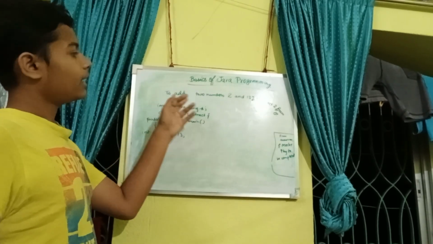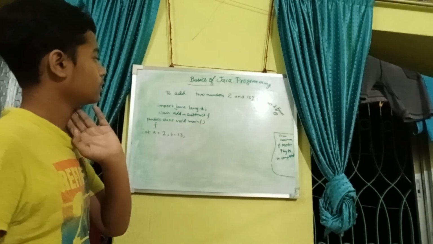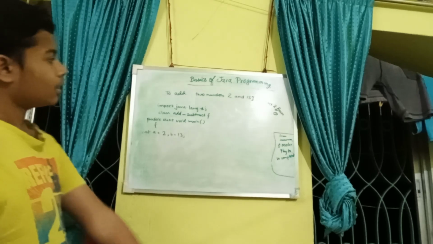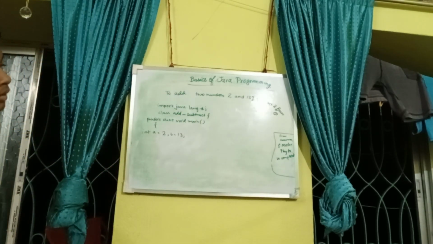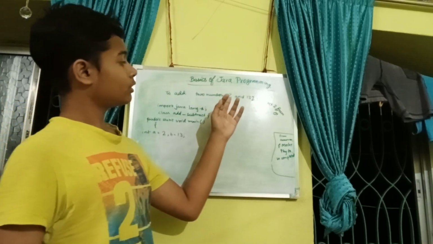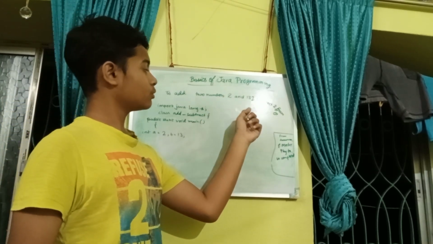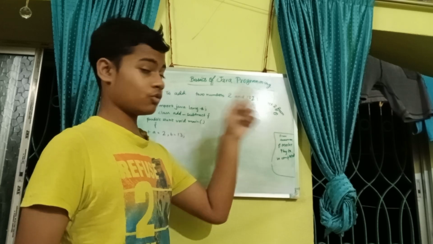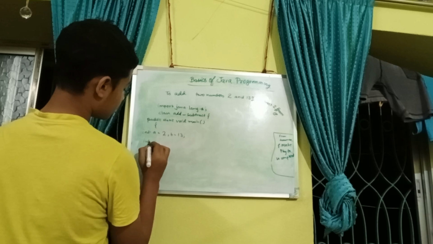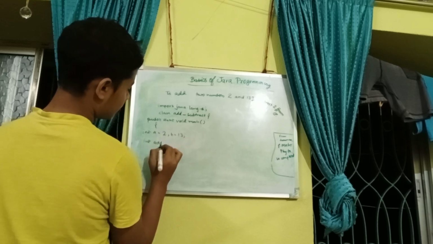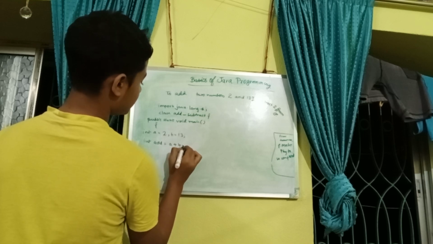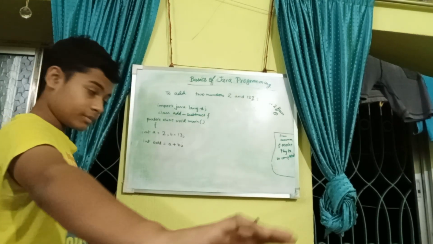Now it is told that you have to do both addition and subtraction, so you have to do addition with these two numbers and subtraction with these two numbers. So I am taking two variables. int add, so I am adding the two values, add equals a plus b. Done.